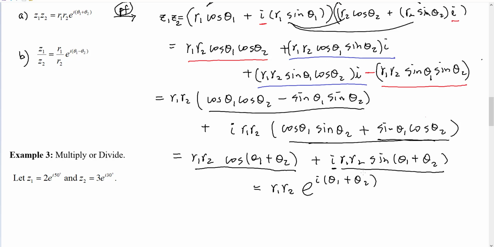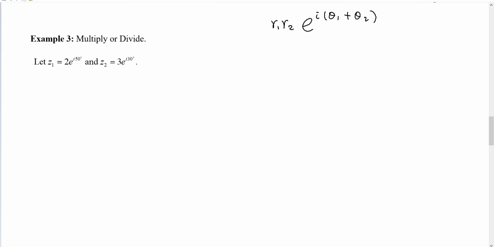When it comes to division, you do R1 divided by R2 and theta 1 minus theta 2. So I'm going to apply the formula to multiply and divide complex numbers. Now I have a complex number in polar form. If you are to multiply Z1 and Z2, you multiply R1 times R2, which is 6, and then you add the angles, 50 plus 30. Adding them together is 80. It's just 6 times e to the I, 80 degrees.